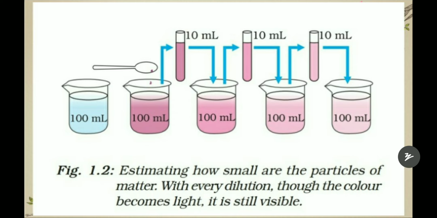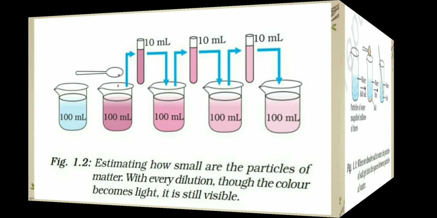That is why at the end we see that in the 9th test tube the color is lighter, because the particles spread out and they impart color to water molecules. So though the color becomes light, it is still visible. This shows that the particles of matter are very small or tiny in nature.